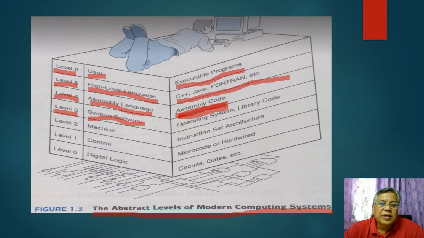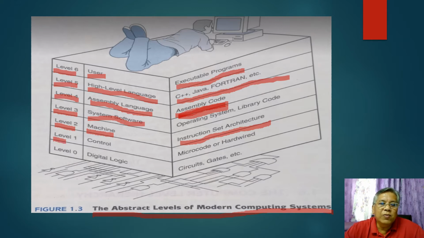Then we have level 2, which is your machine level. It is where your instruction set architecture is executed. We know that when you say architecture, that deals with the x86 architecture, which is used by AMD and Intel Corporation. So in this particular area, the instruction set is executed.